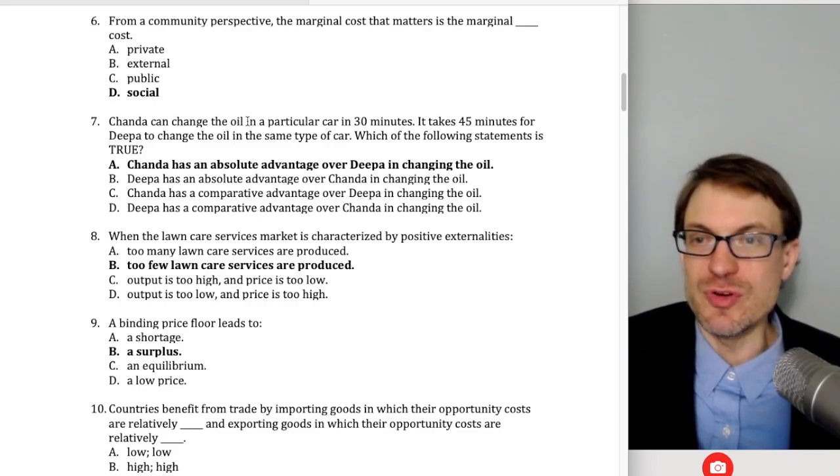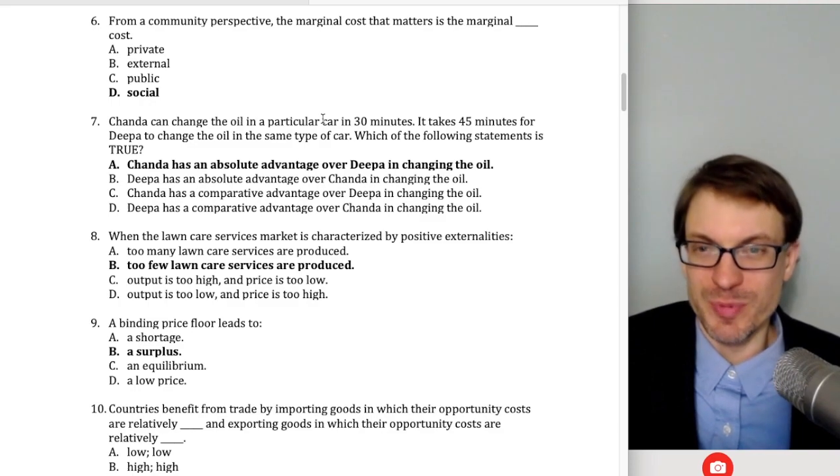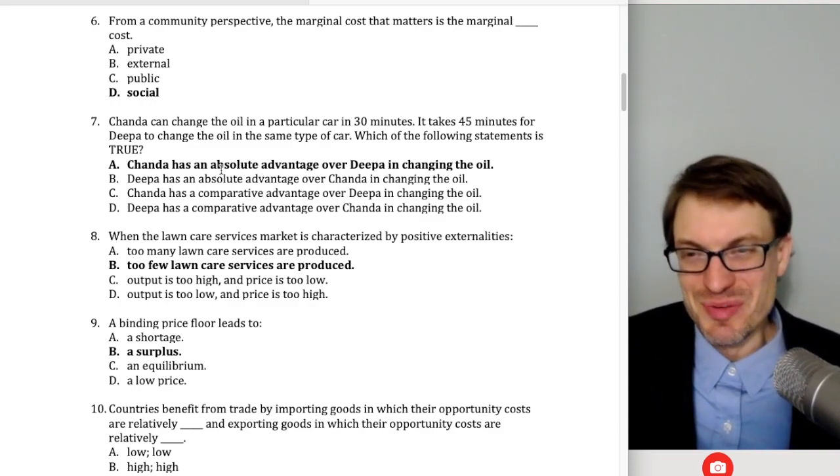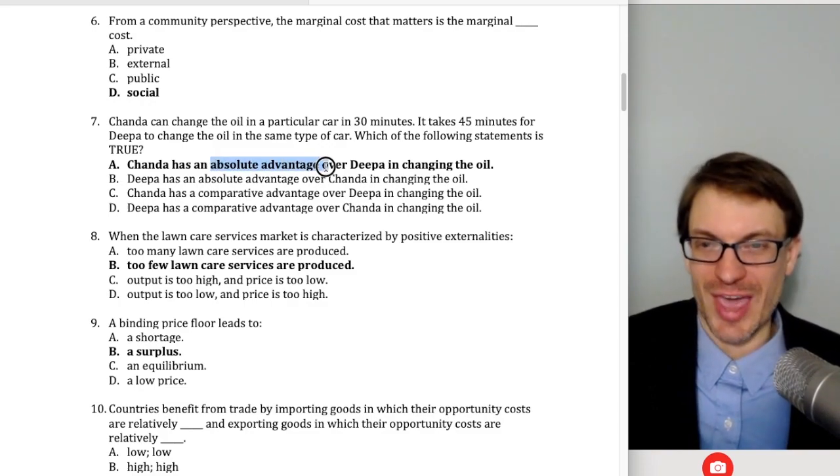Okay, but if you can change the oil in a particular car in 30 minutes, which is fewer than 45 minutes, you're the more efficient producer, and so that's absolute advantage.